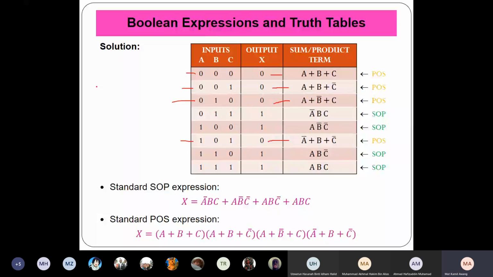Okay. Clear? Student: A bit confusing, sir. Which part are you confused about? Student: Sir, why is there a value A of 0, and A bar has 1? That one is for the POS expression. Remember, go back to the previous lecture. If it's SOP, 0 is bar, 1 is no bar.